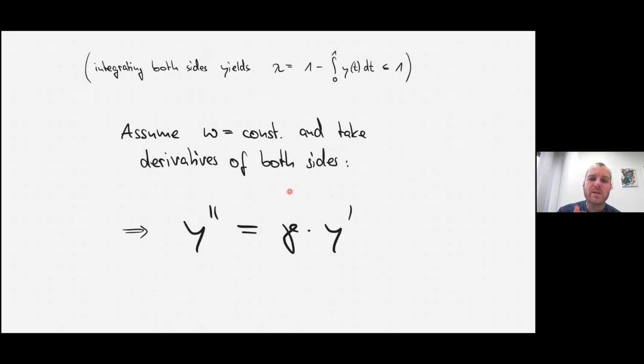And now what you can do is take the derivatives of both sides. Let's just do it. Let's assume y is differentiable. Then we end up with a differential equation that even I can solve, where gamma is some constant, I don't know exactly yet. So that's great. This gives us some idea of the structure of y.